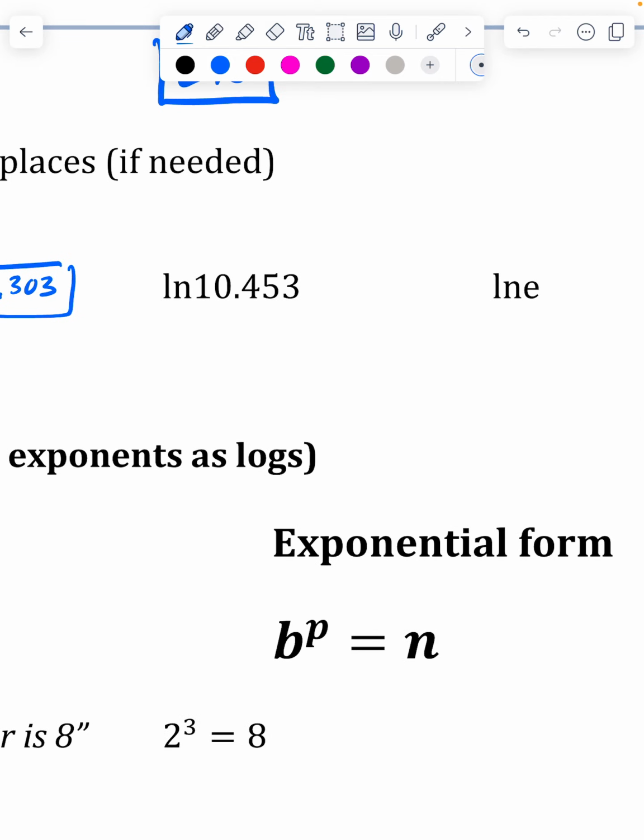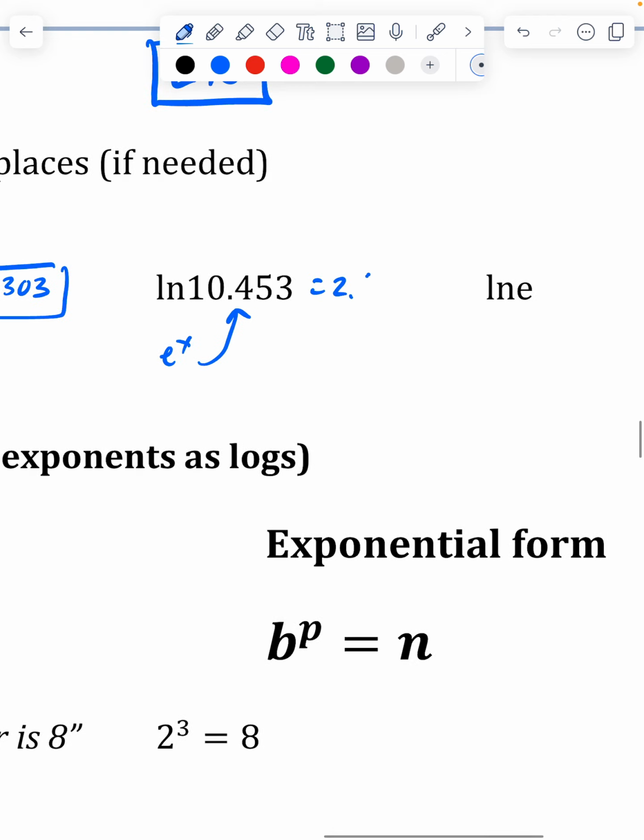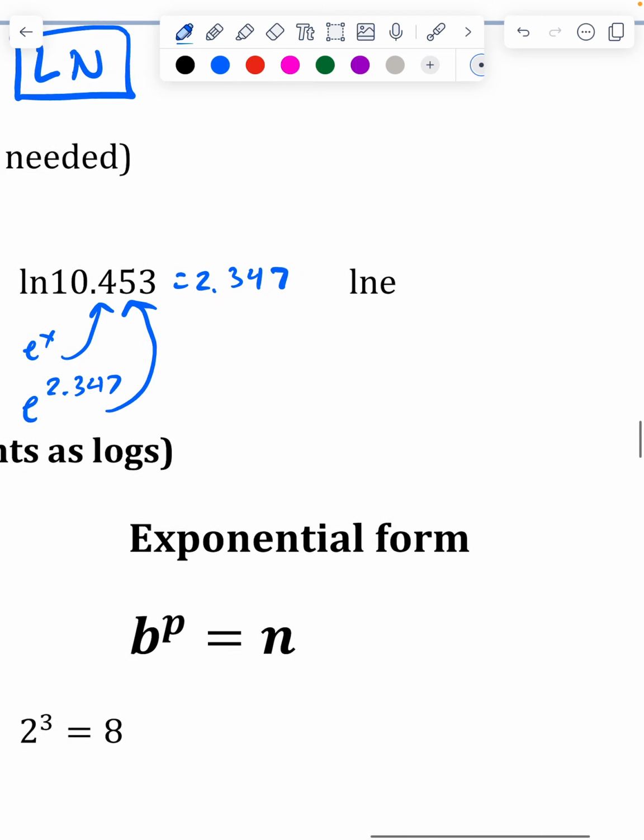Here, ln, so I'll be using my ln button. It's saying e to what power has that value, but I'm just going to do ln 10.453, and my answer is 2.347-ish. And so e to that power would be close to 10.453.